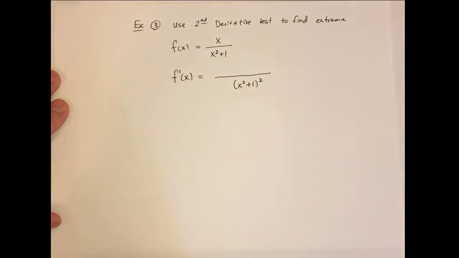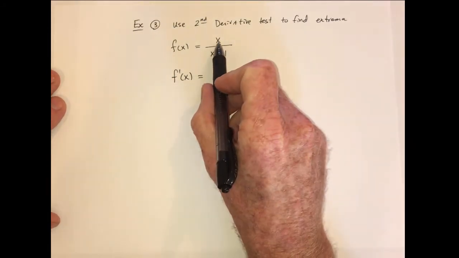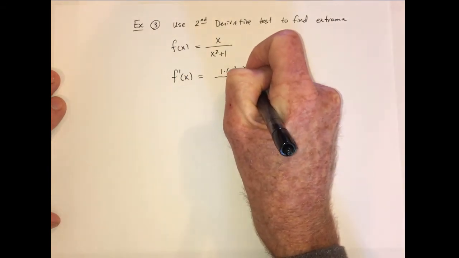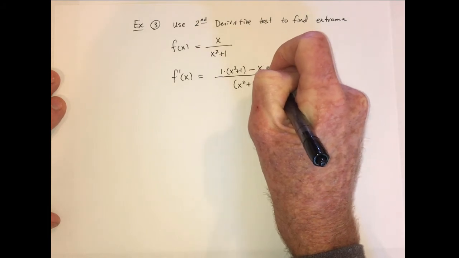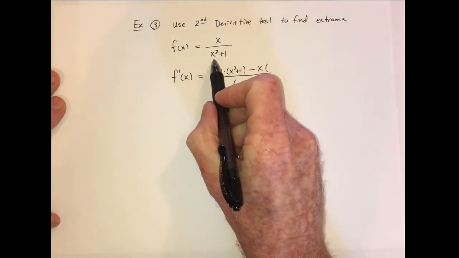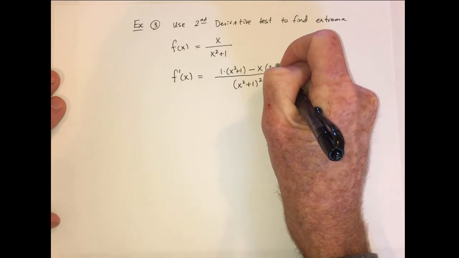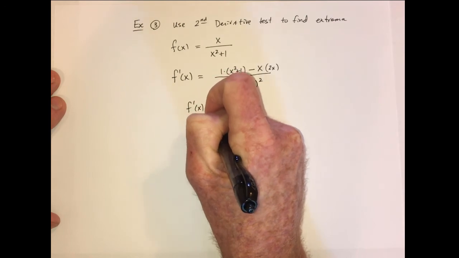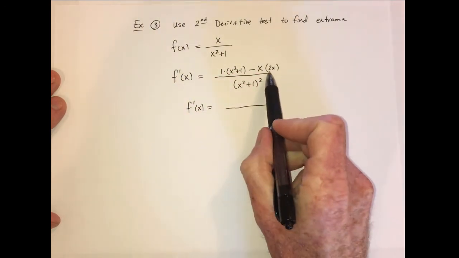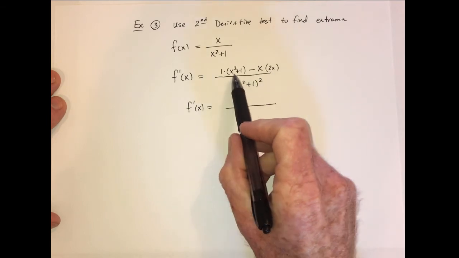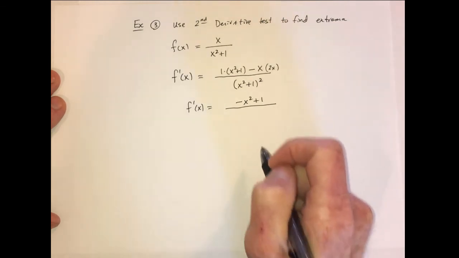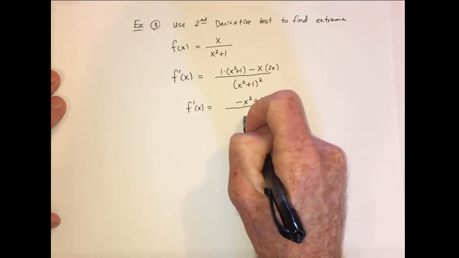So for the quotient rule, I know that the bottom has to be squared, so I'm going to go ahead and do that now. And then start taking the derivative, on the top would be 1, and then leave x squared plus 1 alone. Then it goes minus, leave x alone, and take the derivative of x squared plus 1. And so this is going to be negative 2x squared and a positive 1, so that means it's negative x squared, and then plus that 1.